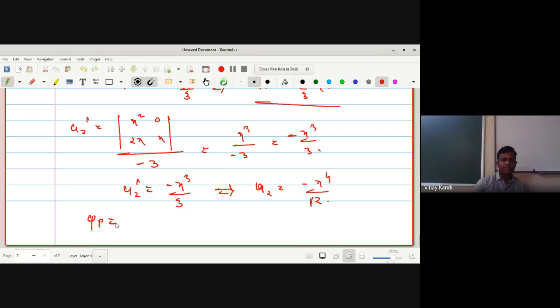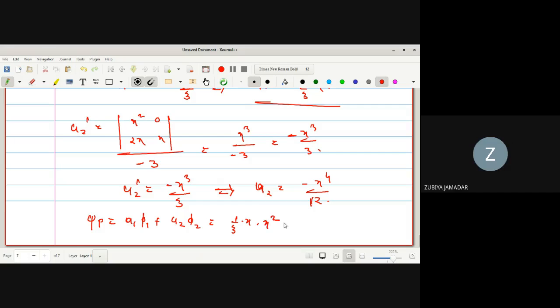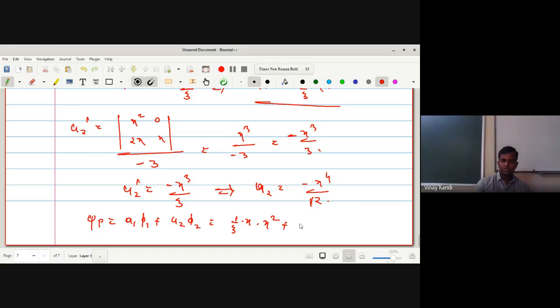What is psi p then? u1 phi 1 plus u2 phi 2, which is equal to what is the value of u1? 1 upon 3 into x. What is phi 1? x square. Plus phi 2, u2 is minus x to the 4 upon 12, into 1 upon x. So this is our psi p. Okay, write the next step below. Okay, understood?